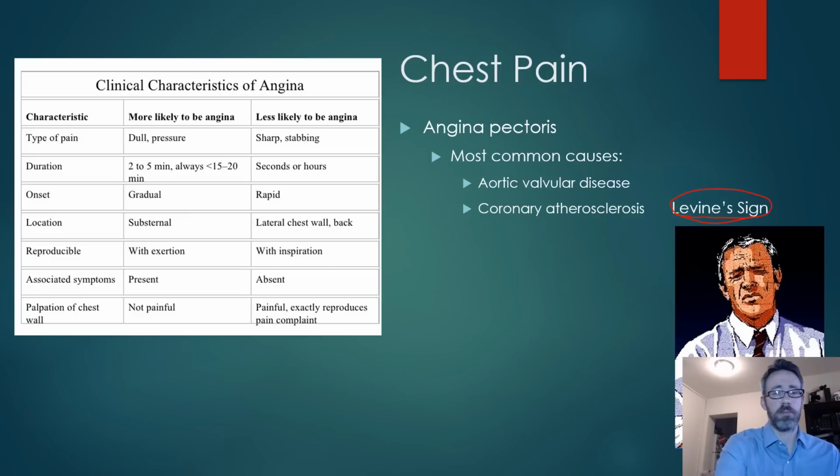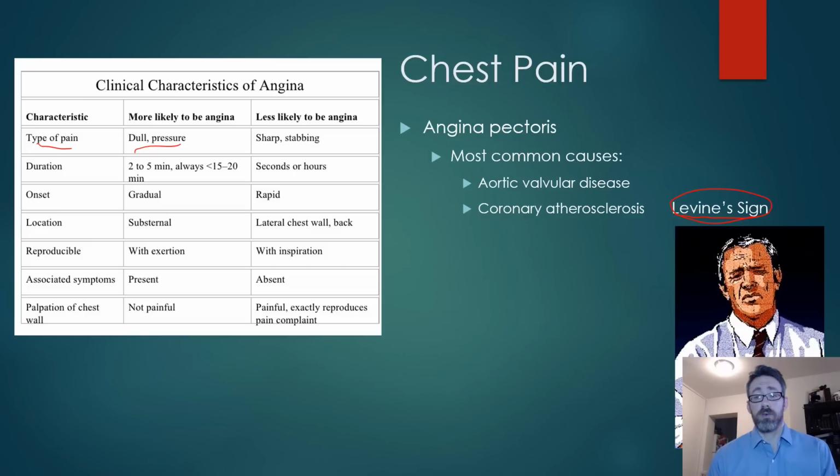So you can see that the type of pain is important, right? Dull pressure is more likely to be angina, versus something that is sharp and stabbing. Sharp and stabbing is not typical. For example, they may breathe in, and when they breathe in, they get a sharp pain. That's more of what we call a pleuritic type pain, which is related to their breathing.